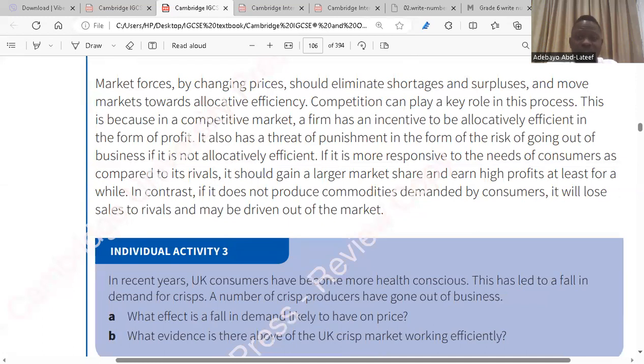It also has a threat of punishment in the form of the risk of going out of business. So if it is more responsive to the needs of consumers as compared to its rivals, it should gain a larger market share and earn higher profits, at least for a while. Because you are able to provide for your customers what they need, you are responsive to them. They wouldn't want to leave you. So it means you will continue.